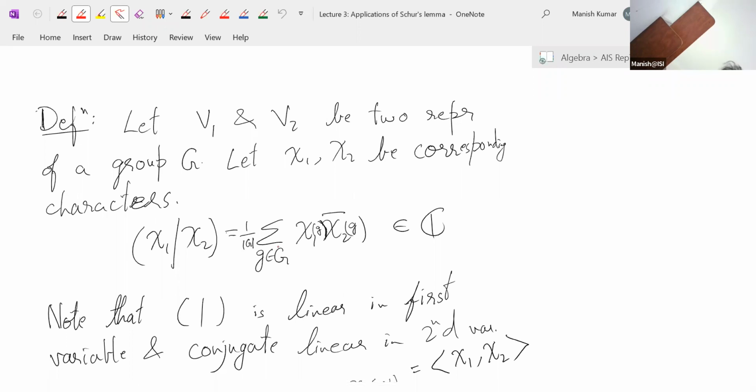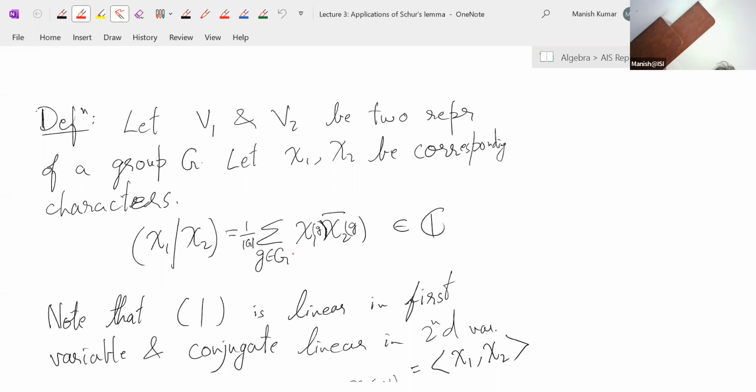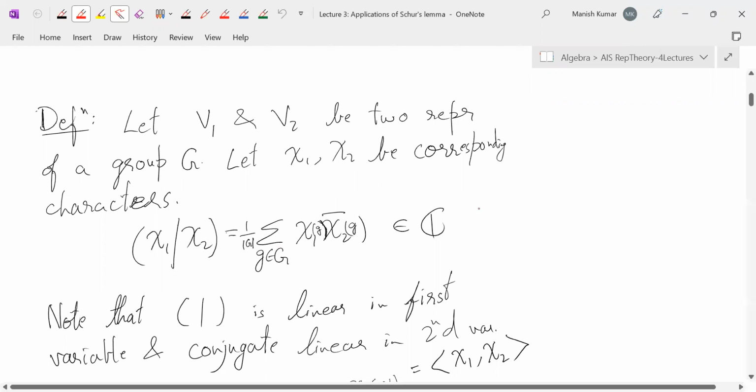Actually, you can define this for any class function on G. Remember, chi1 and chi2 are class functions. So on the set of all class functions on G, you can define this function, but in particular on characters. Maybe I'll just make it a point here.